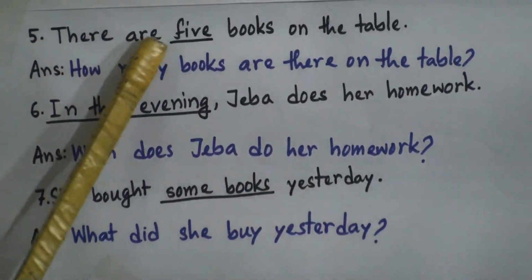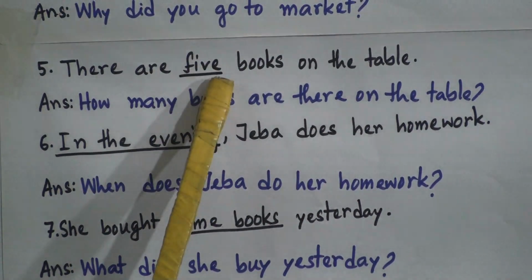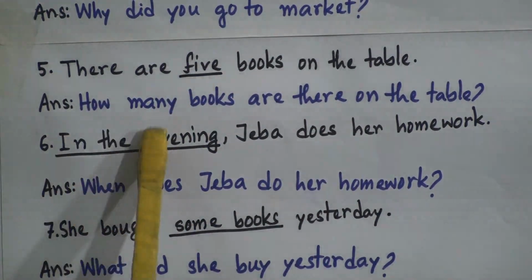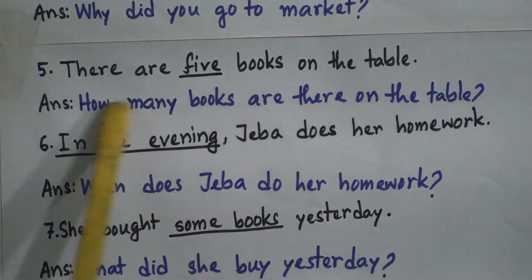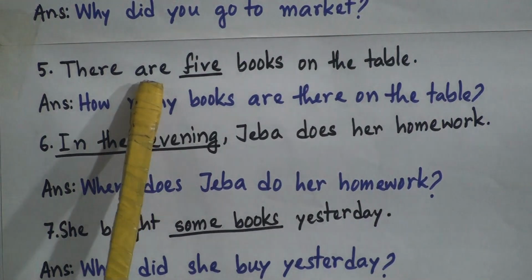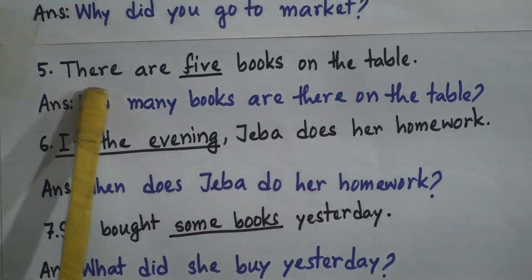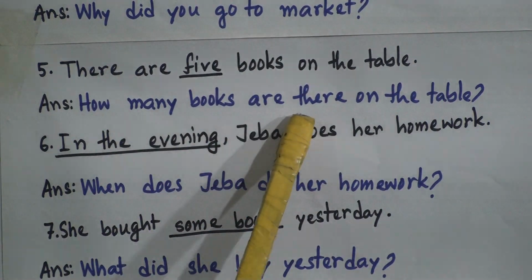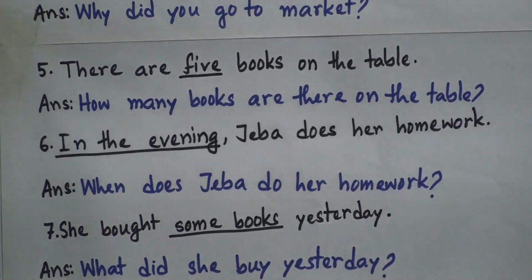Now number 5, there are 5 books on the table. Now we want to know about the quantity. So we will start our question with how many. So how many books, and now look, there is auxiliary verb are. So how many books are there? Now we will write whatever is left in our sentence. How many books are there on the table?